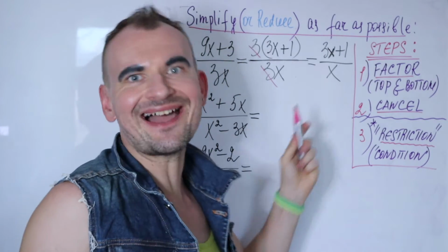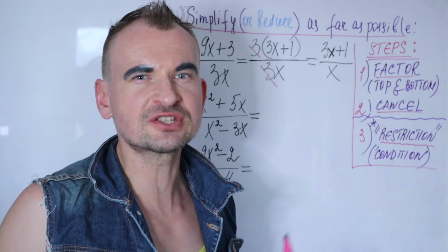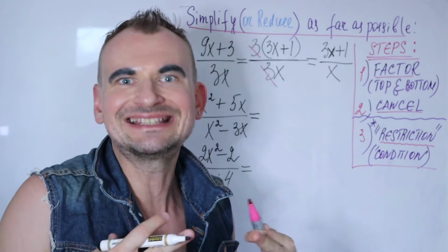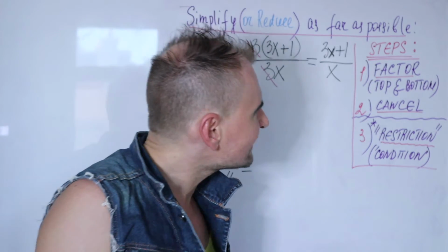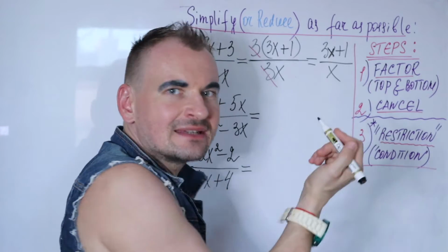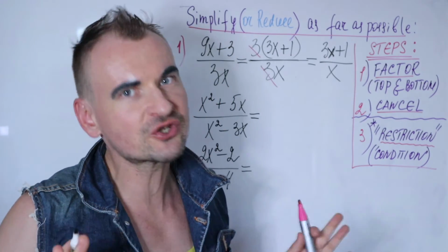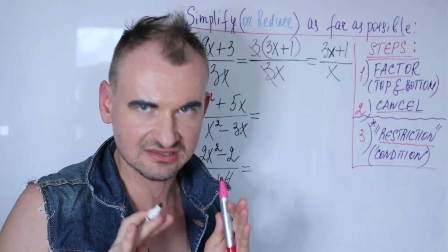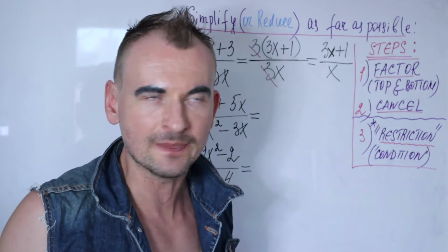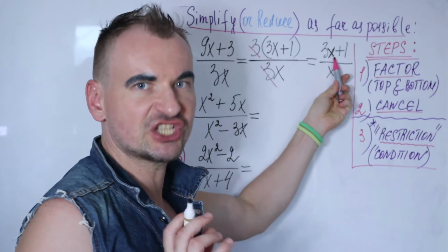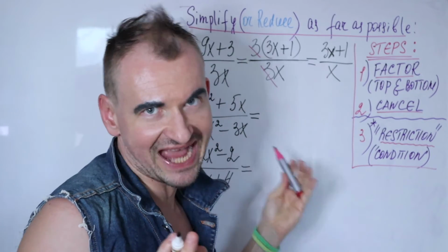You cannot cancel x's, guys. For some people it might be tempting: they see this x and their hand just wants to cross them out. No, I'm sorry, but you cannot. That's not valid. It's wrong. You cannot cancel this x, because here you have addition and here you have just x.